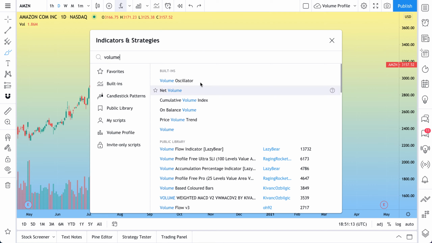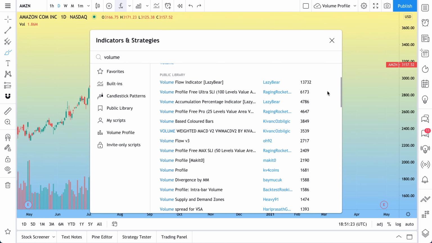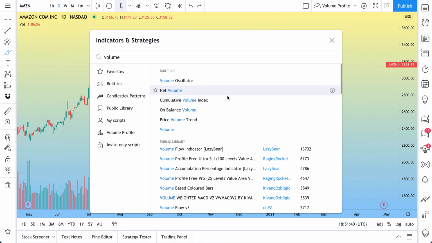Now, there are quite a few volume tools in TradingView, and always remember you can click this question mark to learn more about the indicator or strategy. If it's in the public library, that means it's been coded by a TradingViewer just like you, someone who uses TradingView just like you. They coded it up themselves. You can see the source code and you can read about this script that they coded. But let's just dive into the basics of a regular old volume right here.